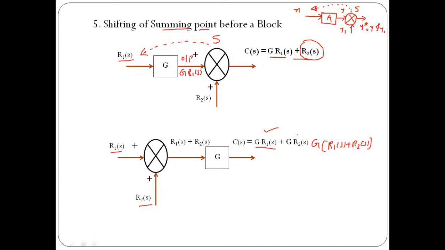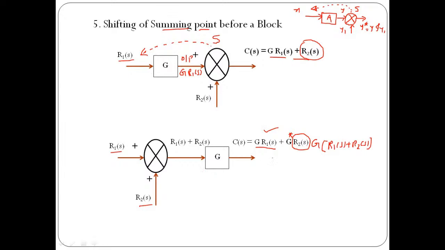And then we must get R2 of S. In this case we are getting R2 of S, but along with that we also have one more parameter, which is G. We don't need this G in our output, and this G is going to multiply with R2 of S. So where is R2? R2 is over here. So in order to match the output of both cases, that means the output we get after shifting a summing point before a block with respect to our previous case, we have an error, and the error is that we are getting an additional parameter G in multiplication with the R2 of S signal.